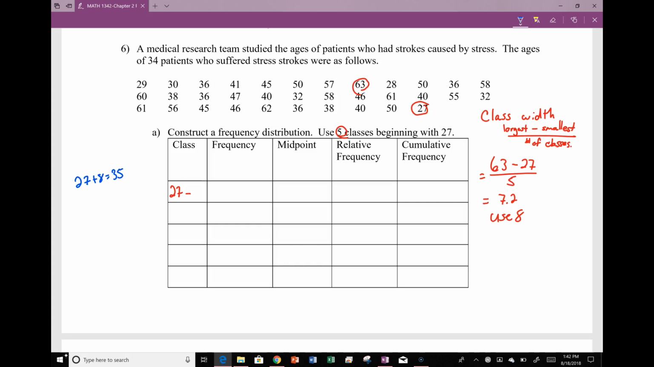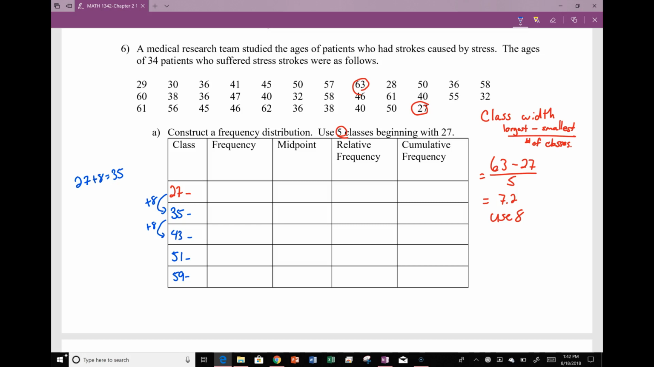The 35 actually goes in the next class. It doesn't go as my upper limit, it goes as my next class. So I've added my 8 down. I'm going to continue to add 8 down and get 43, 51, and 59. These are all my lower limits.